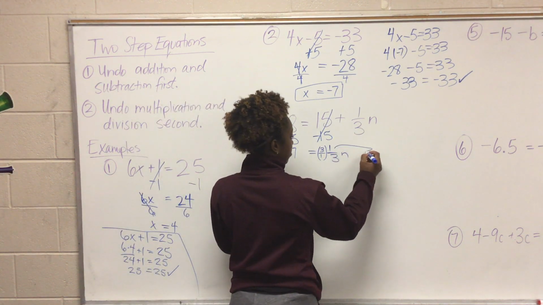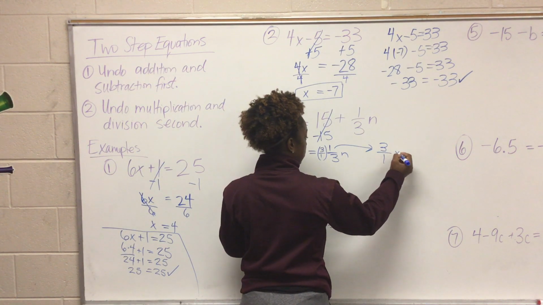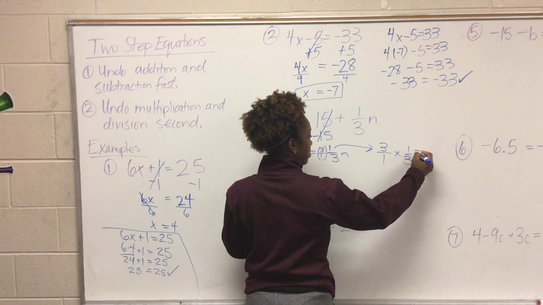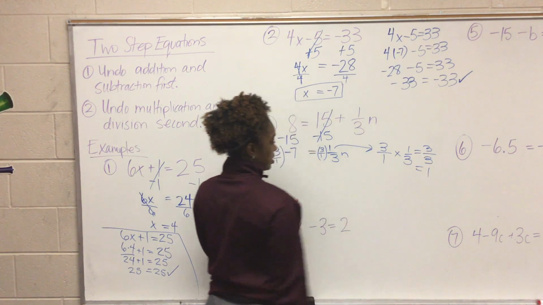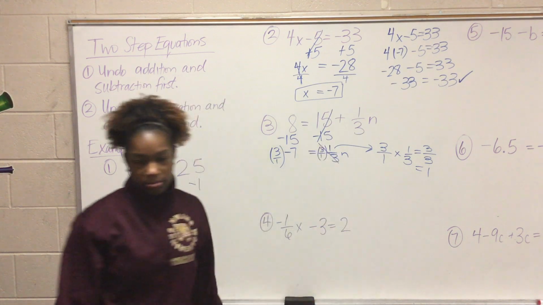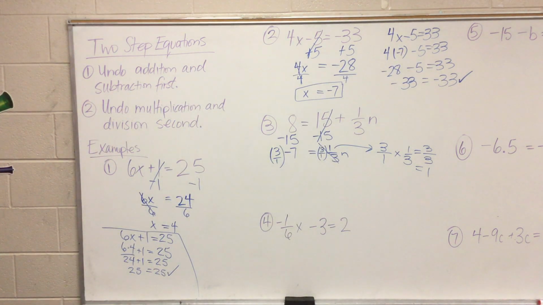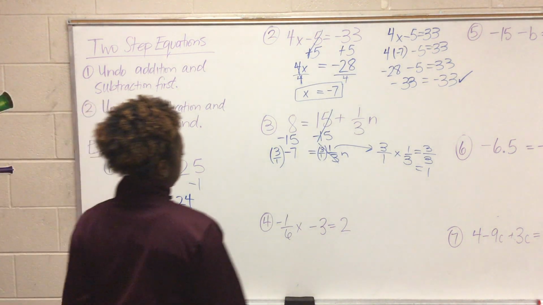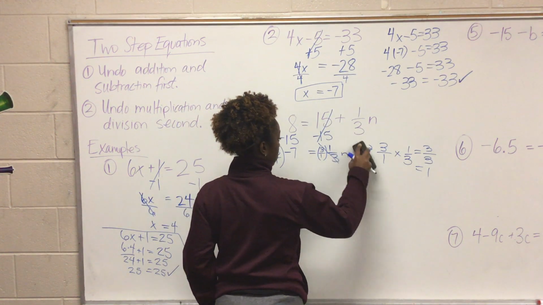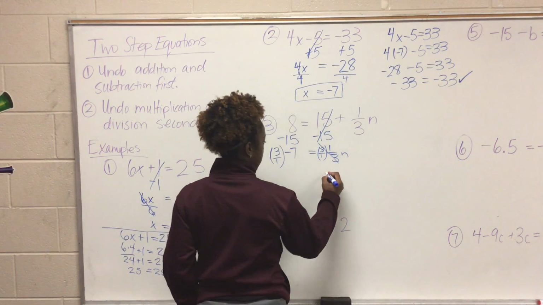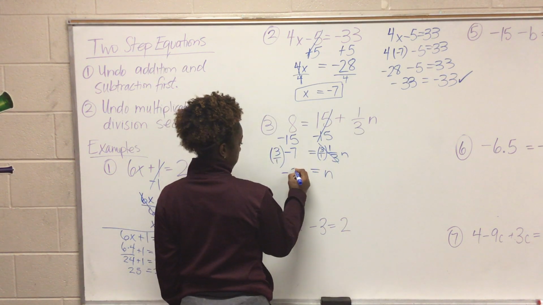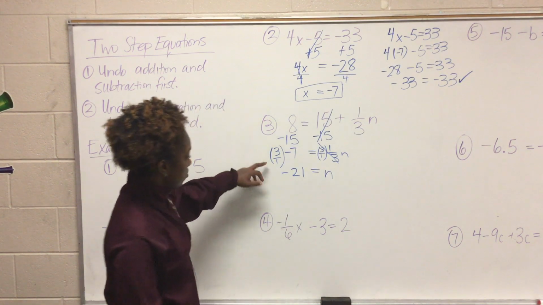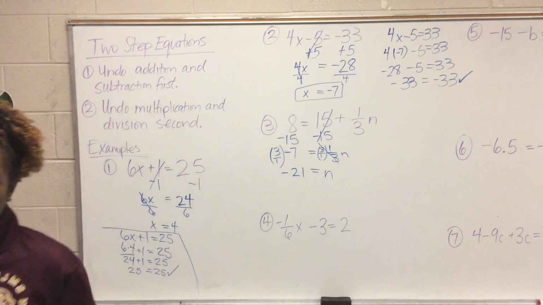And just to bring this out on the side, 1 times 3, 3 times 1 is 3. 1 times 3 is 3. So it gives us a 1. So that's how these two cancel out. Because when you multiply them together, they'll give you 1. So now we're left with n that equals negative 21, because 3/1 is the same thing as saying just 3. So it's 3 times negative 7.